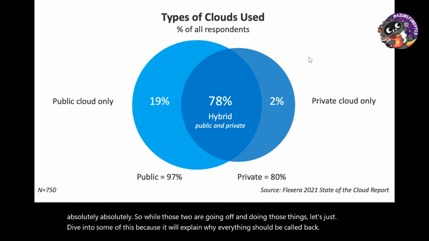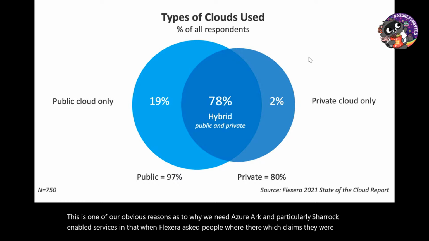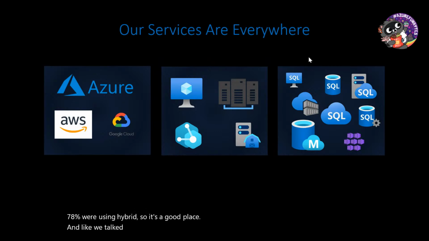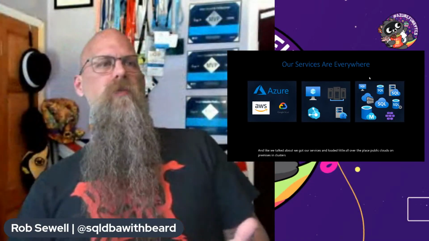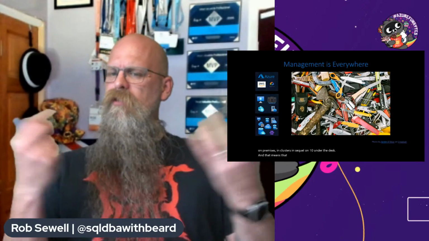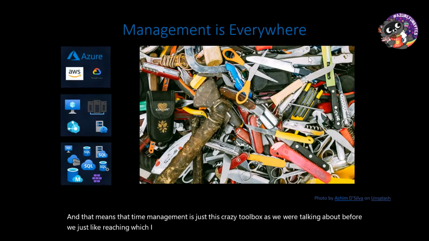This is one of the obvious reasons why we need Azure Arc, and particularly Azure Arc-enabled services: when Flexera asked people which clouds they were using, 78% were using hybrid. We've got our services all over the place: public clouds, on premises, in clusters, in SQL, on tin under the desk. That means our management is just this crazy toolbox, as we were talking about before.